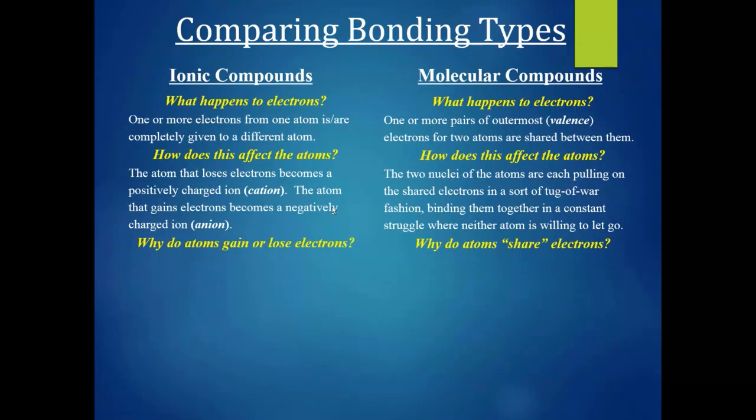So why do atoms gain or lose electrons? Any ideas? And this is kind of a tricky question. I'm curious to see if you all have any answers to it. Why do atoms gain or lose electrons in ionic bonding?